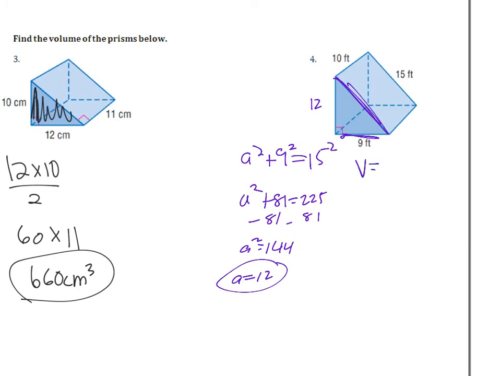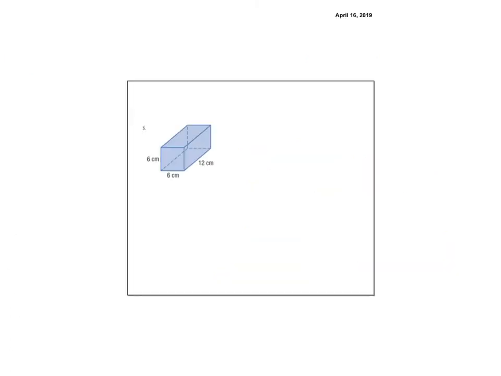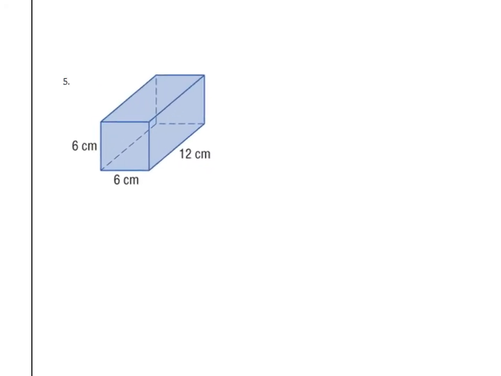So now to figure out my volume, I'm going to take 9 times 12 divided by 2, which is going to be 54, times my height. The height here is going to be 10. So my volume is going to be 540 feet cubed. Area of the base, whatever that is, times the height. So here, that's going to be 6 times 6, which is 36 times 12. Okay, because 12 is going to be the height.